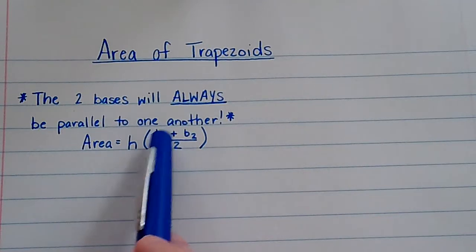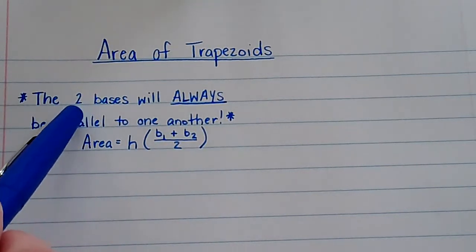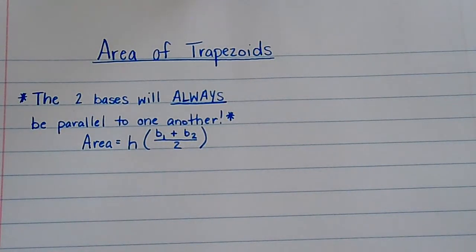Now, here's what I mean by base 1 and base 2. I just told you up here that you're going to have two bases. One of them's base 1, one of them's base 2. It really doesn't matter which one's which. If you say base 1's on the top, that's fine. If you say base 1's on the bottom, that's fine. As long as you know that there's two different bases, that's all you need to know.